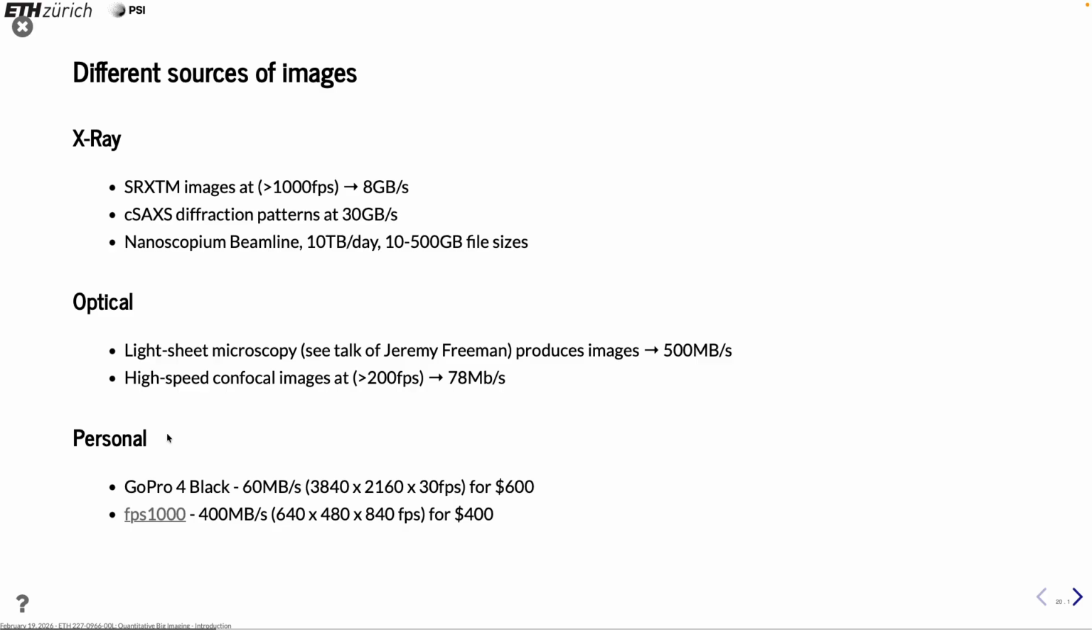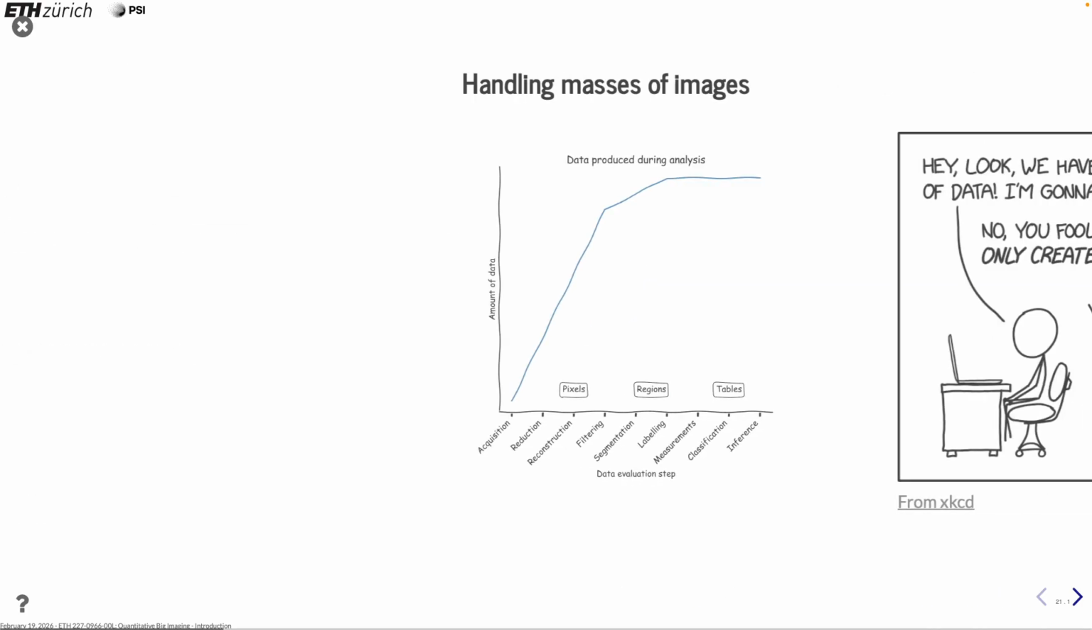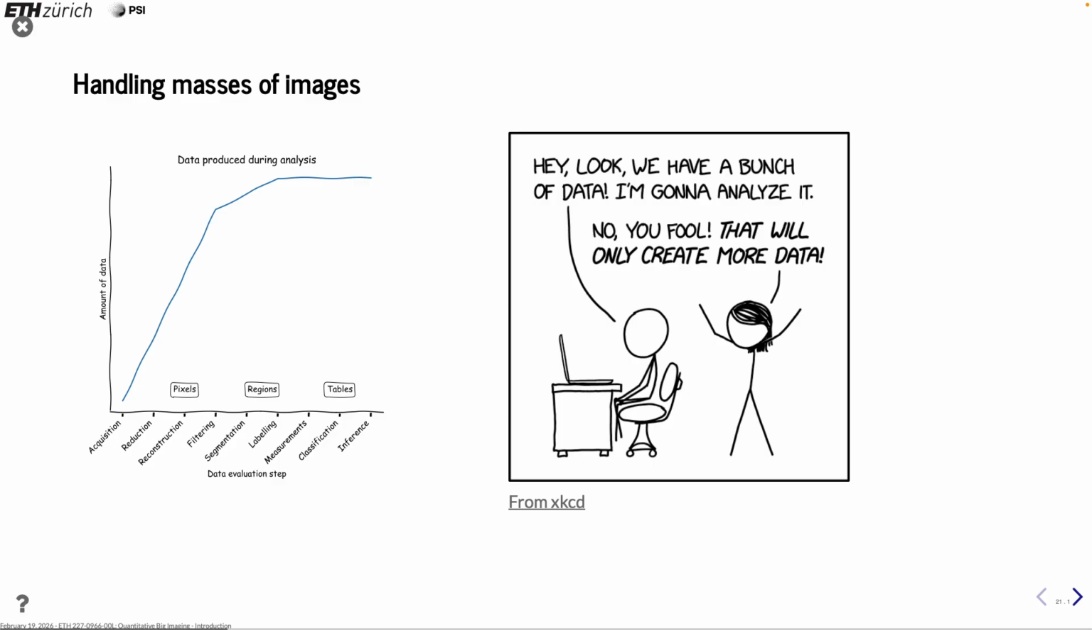Different sources of images. We have X-rays, which then produces X-ray tomography, 8 gigabytes per second. Diffraction patterns, 30 gigabytes per second. And the Nanoscopium beamline produces 10 terabytes per day, and the files can be 10 to 500 gigabytes each. Can you imagine opening a file or accessing a file of 500 gigabytes? You need a fast hard drive, and you need to swap a lot.